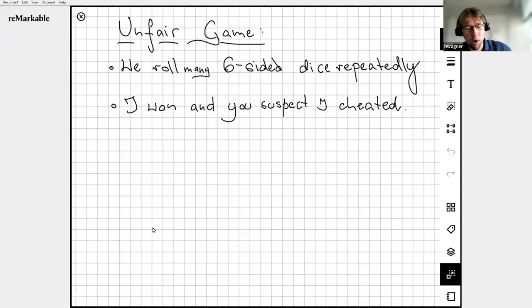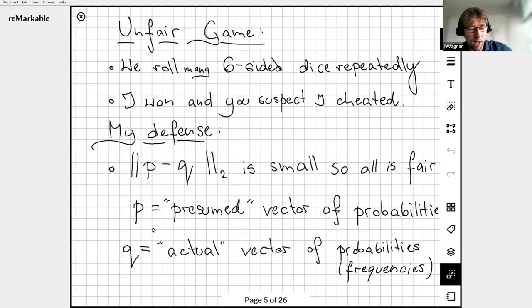And I won the game. It doesn't really matter how the game works. I won, and obviously you suspect that maybe I cheated, after all. So this is the setup. I will try to convince you that I didn't cheat, and I will tell you that during the game, I actually computed the frequencies of each number.